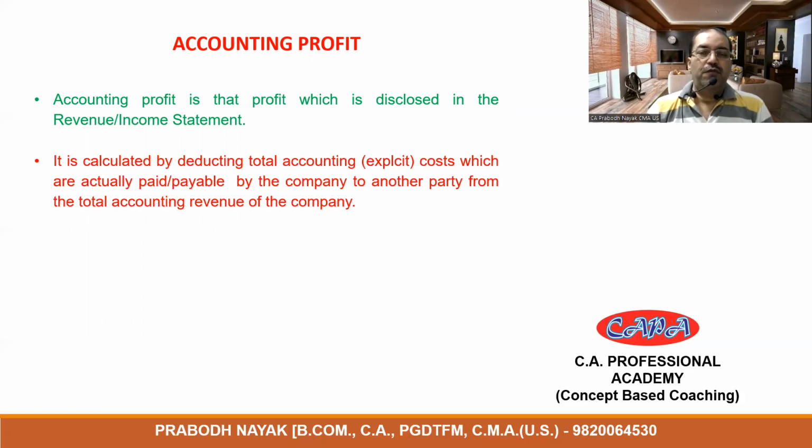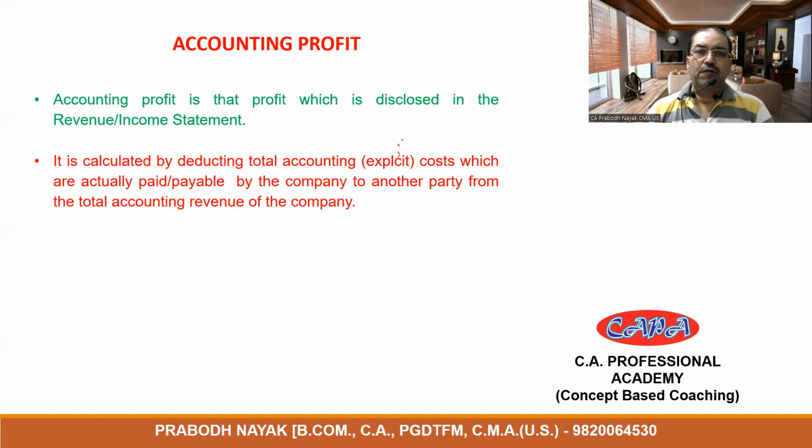How to calculate this accounting profit? How to arrive at this accounting profit? It is nothing but the net profit that we are showing after deduction of all expenses and after deduction of tax. Right? So it is calculated by deducting total accounting cost, which is called explicit cost. So it is total accounting explicit costs, which are actually paid or payable by the company to another party from the total accounting revenue of the company.